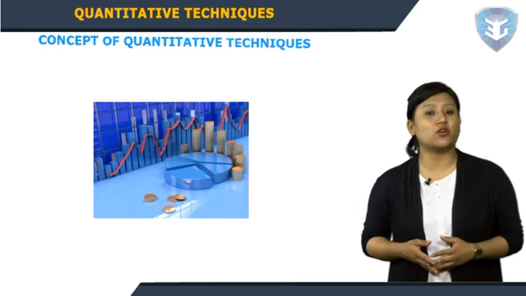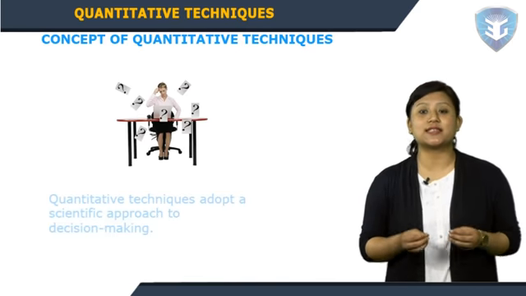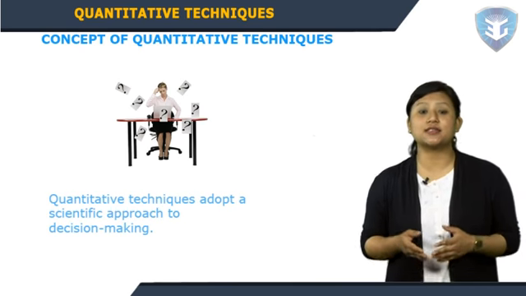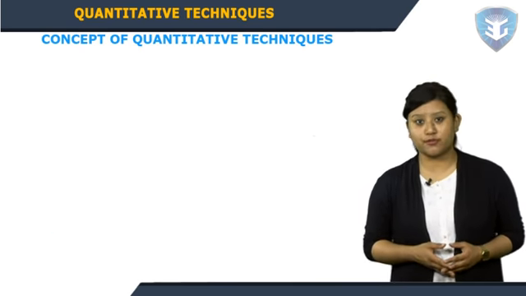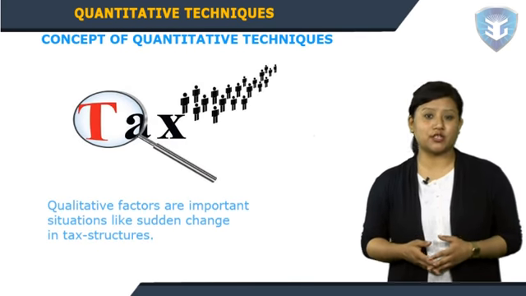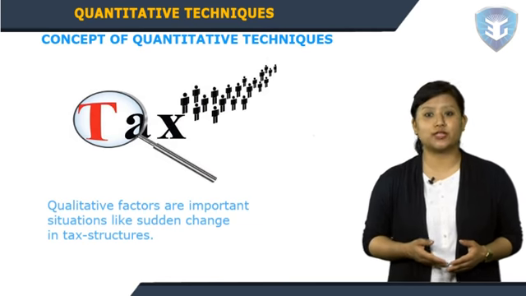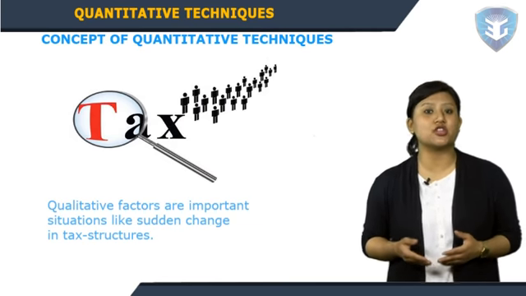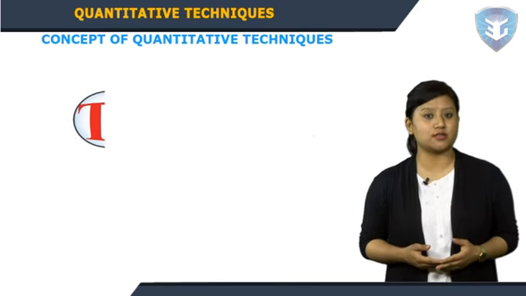Let's understand the concept of quantitative techniques. Quantitative techniques adopt a scientific approach to decision making. In this approach, past data is used in determining decisions that would prove most valuable in the future. We can use the scientific management analysis to find out how much the investments made will be worth in the future. Qualitative factors are important situations like sudden change in tax structures or the introduction of breakthrough technologies.